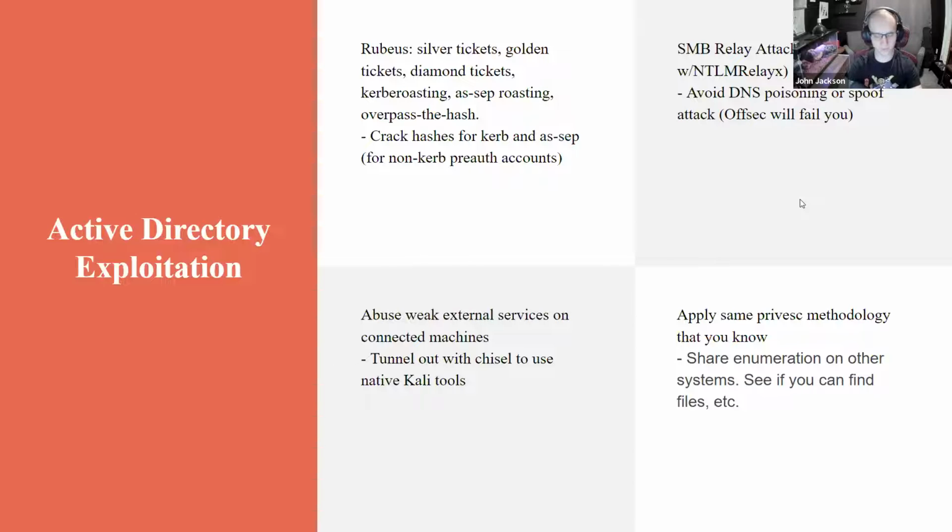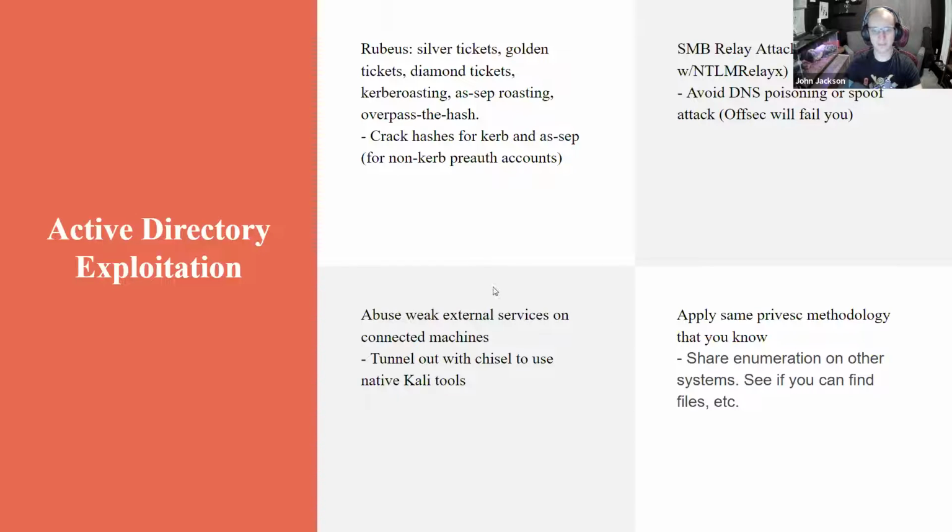Avoid DNS poisoning and spoofing, because Offensive Security does not allow that at all. Just turn those options off if you're going to use Responder, so you don't accidentally end up failing yourself. And that's why I think it's probably unlikely that you're going to do SMB relay, based off of that alone, right? It's too close to DNS poisoning, because you actually have the options with it, but there's a bunch of other ways you can do it. Weak services, all that, tunneling out with Chisel.